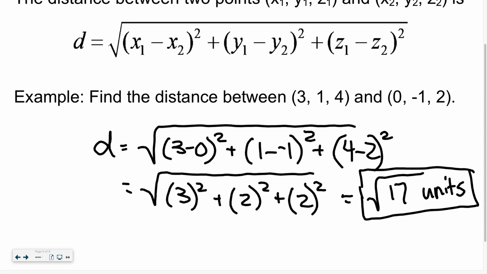Now, follow the same rules as always. Your answer should be in simplest form, so if the radical could be simplified, go ahead and do that. 17 doesn't have any perfect square factors, so we're good. I prefer not to have that in decimal form. Just leave your answer in exact form. We're at the level of math where we really don't need to round for any purposes right away. So just call it square root of 17.